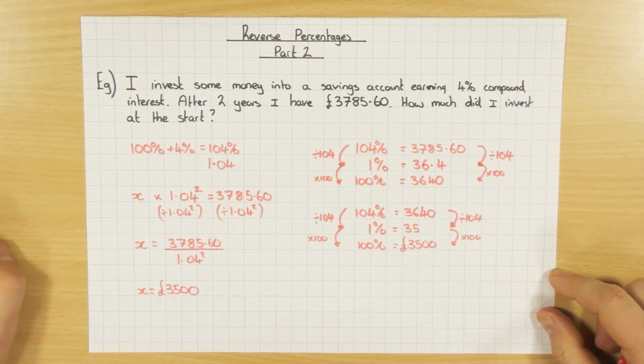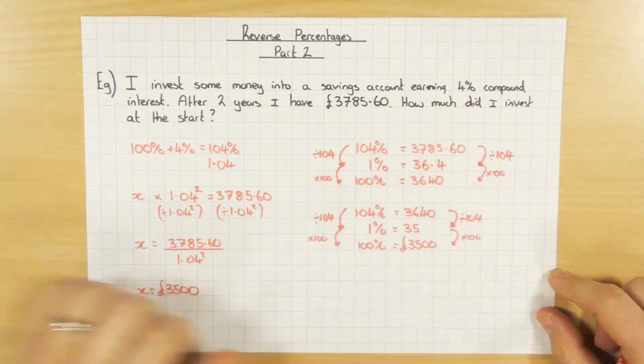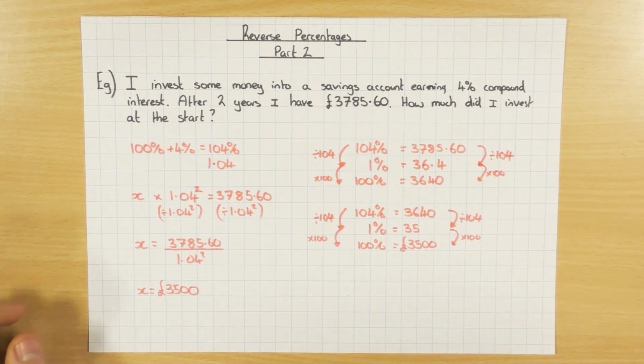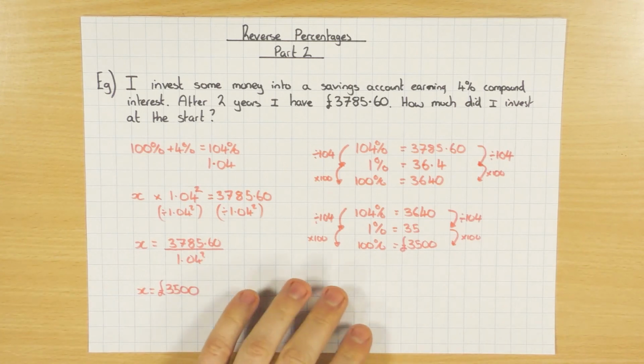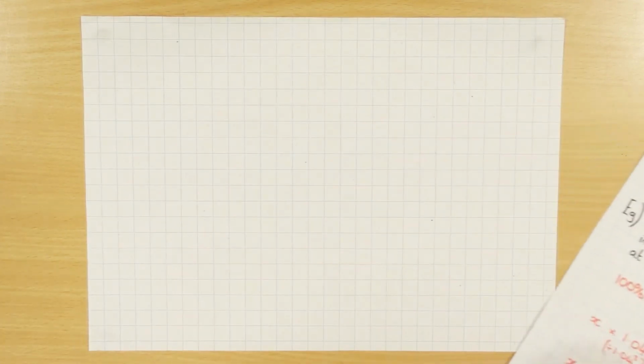Okay? Or you can do it the compound interest way. Both ways will get you full marks. So that's an increasing, that's a compound interest one. Let's just have a very quick look at a depreciation one, just to show you the slight difference you have there.